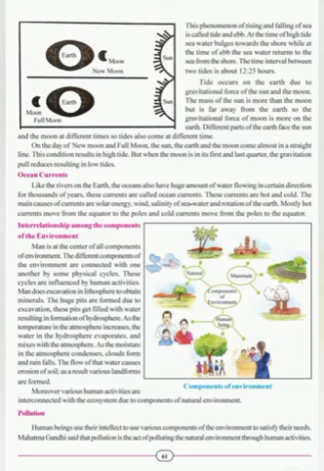Human beings use the environment for different activities and while doing so they pollute it. Industrialization, urbanization and ever increasing population are the factors for pollution. Pollution. Human beings use their intellect to use various components of the environment to satisfy their needs. Mahatma Gandhi said that pollution is the act of polluting the natural environment through human activities.